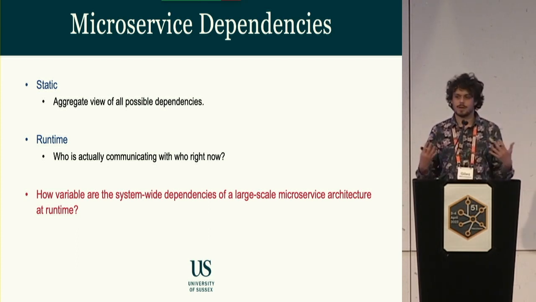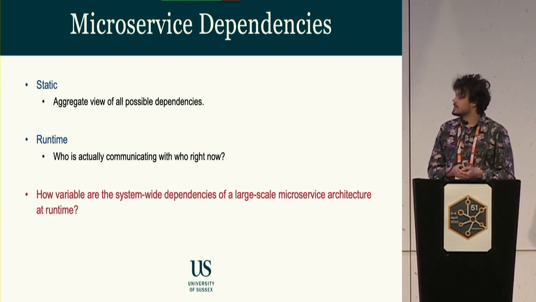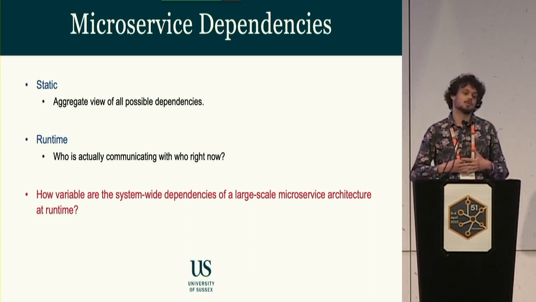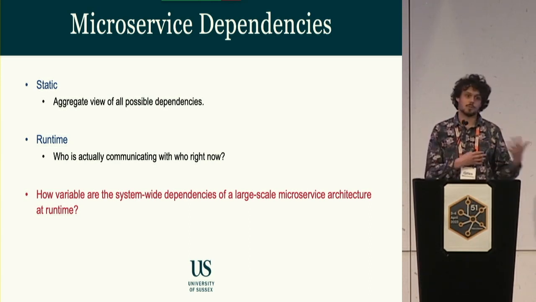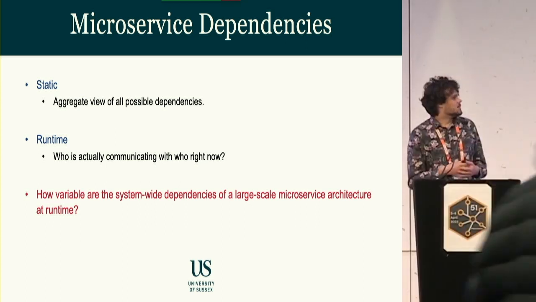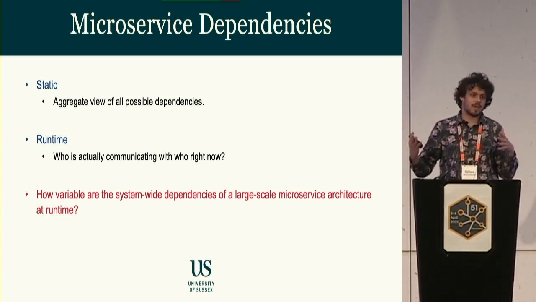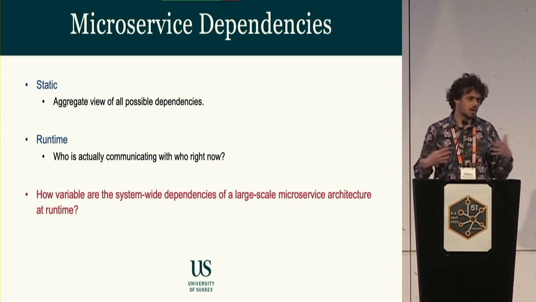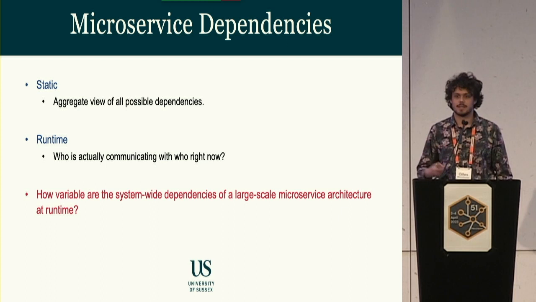When you talk about the dependencies, you can talk about the static dependencies. So these are your static code analysis. You see all of the possible calls that could be made between your microservices at any time. This is a superposition view of the behavior of the system. So this is all of the possible behaviors that could ever happen during the running of your microservice architecture.